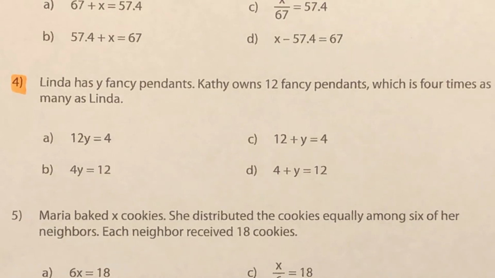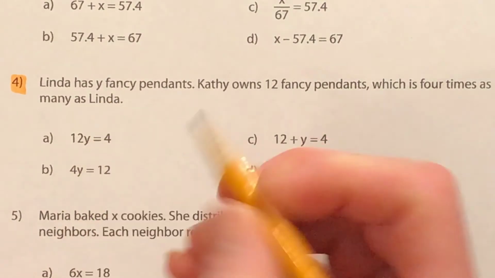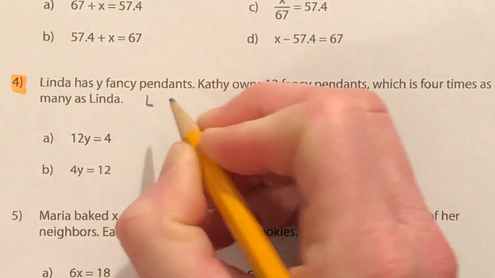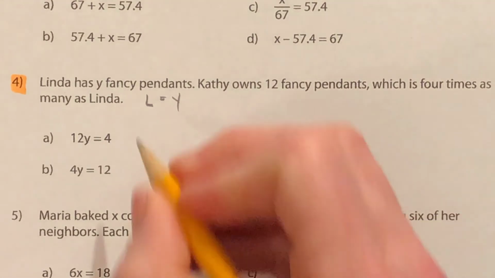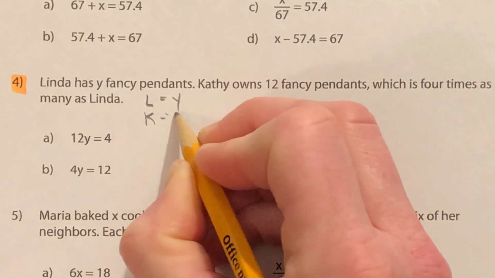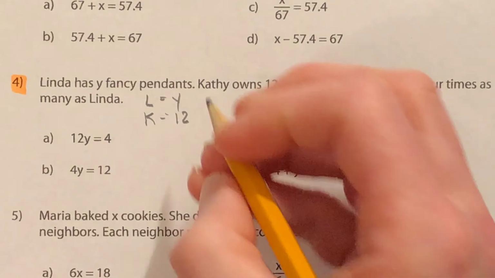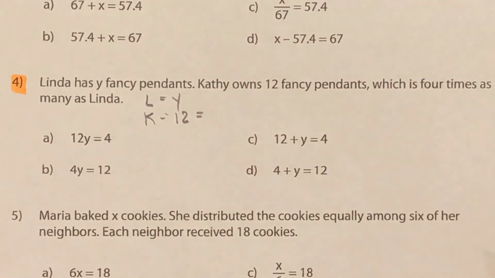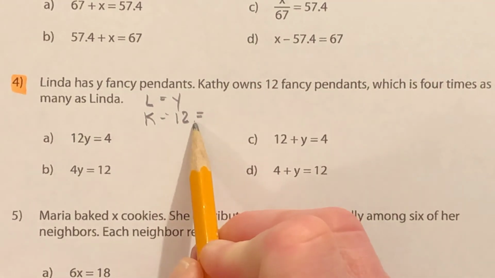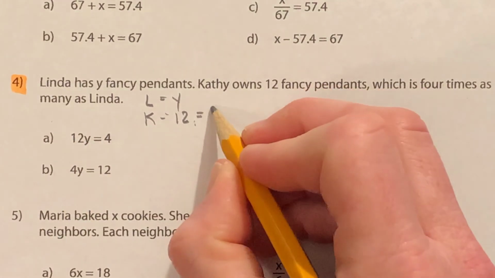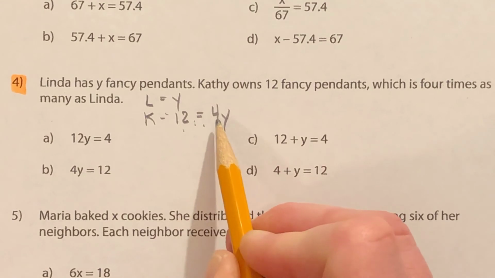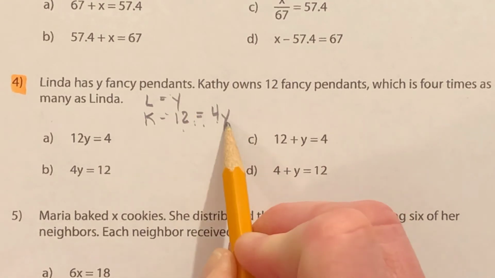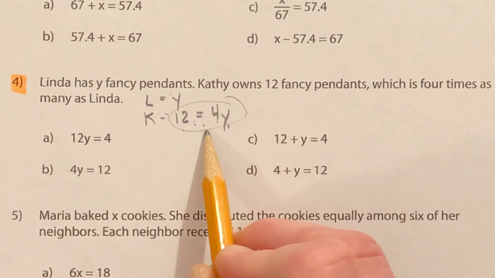We are going to write an equation. Linda has Y fancy pendants, so Linda is Y. Kathy owns 12 pendants, which is 4 times as many as Linda. So 12 pendants, which is 4 times as many as Linda. Linda's Y. So it's going to be this right here.